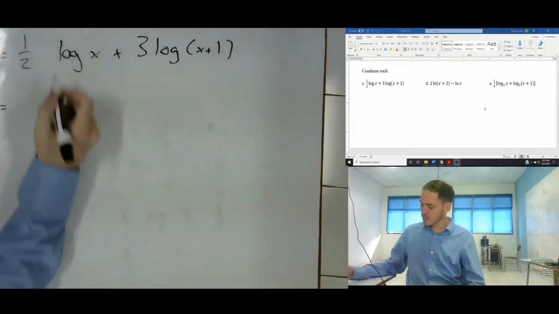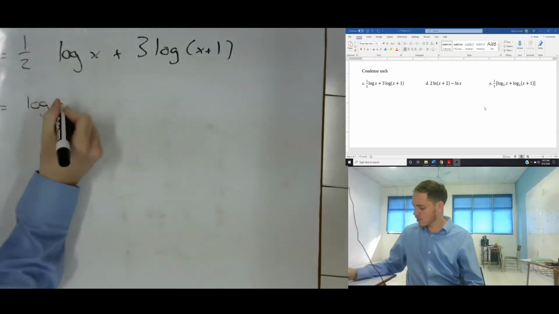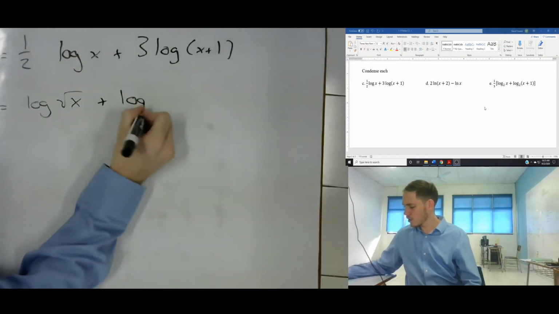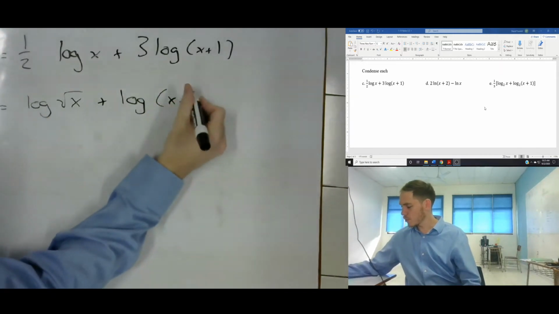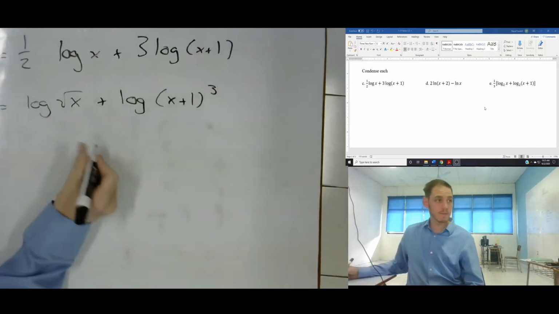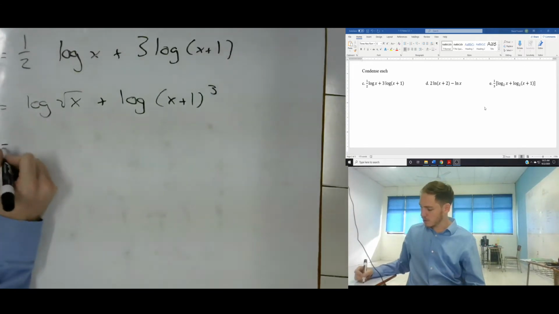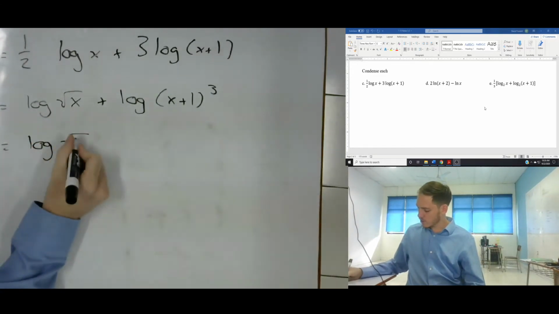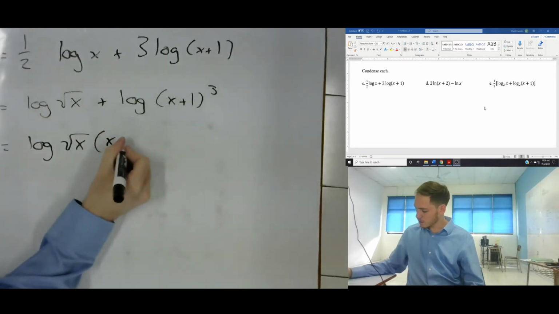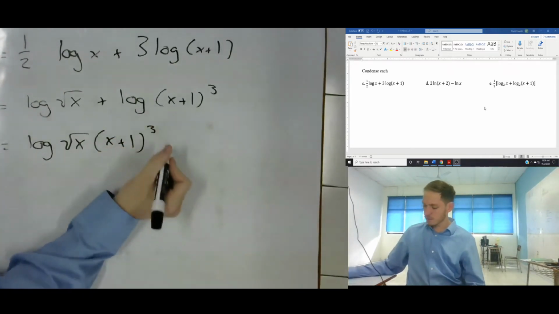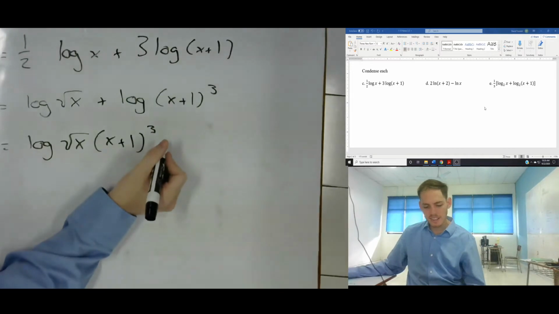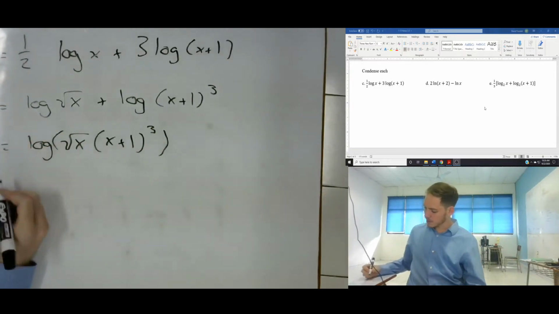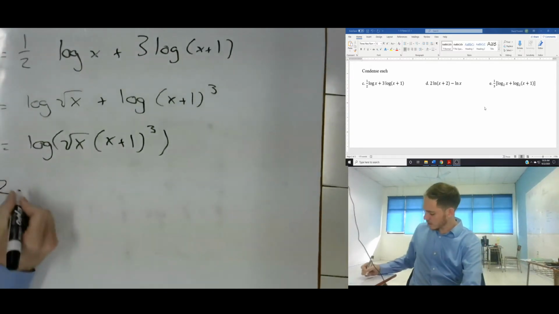So condensing, we're going to get log of the square root of x plus log of (x plus 1) to the third. And then because it's plus, that means multiplication. So we're going to get log of square root of x times (x plus 1) cubed. And in this case, that would be our final answer. So let's put parentheses there.